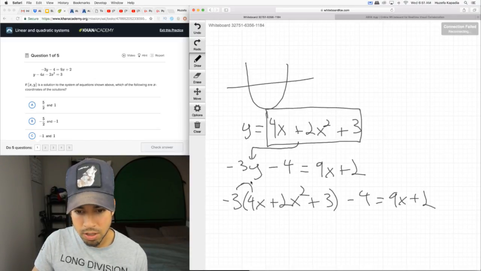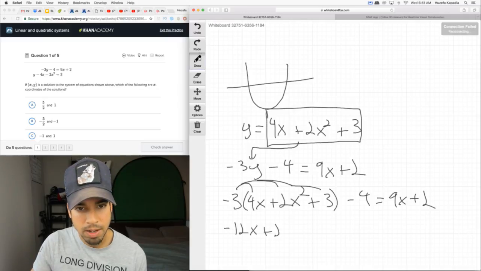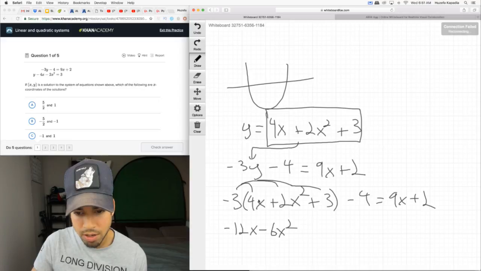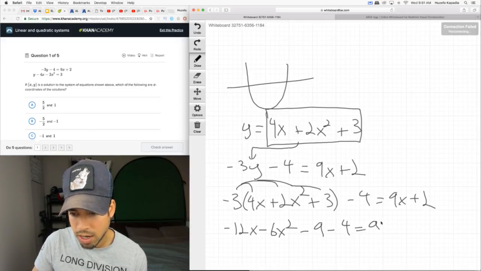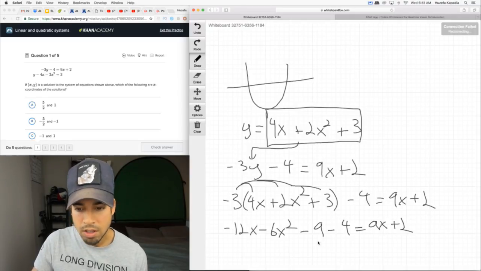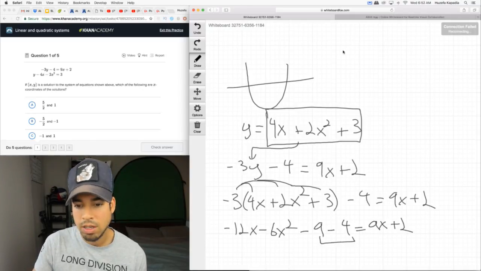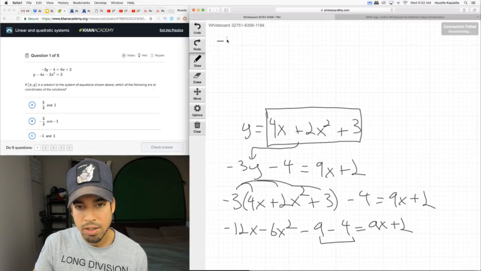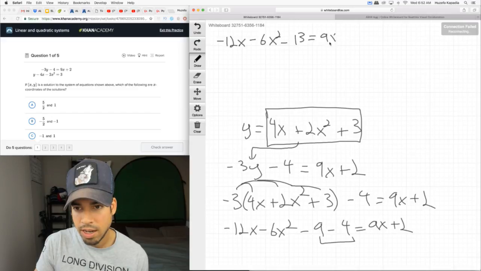Then I'm going to distribute this all the way here. We've got negative 12x, that should be a minus because it's a negative 3 that's distributing, so minus 6x squared, right? Negative 3 times 2, negative 6. Minus 9 minus 4 equals 9x plus 2. Okay, let's combine these like terms. So now we get negative 12x minus 6x squared minus 13 equals 9x plus 2.